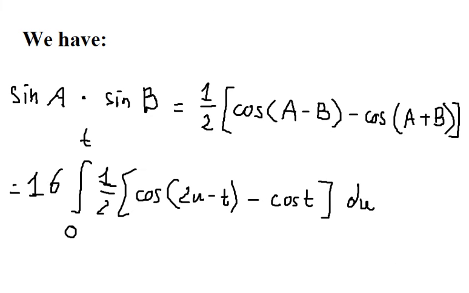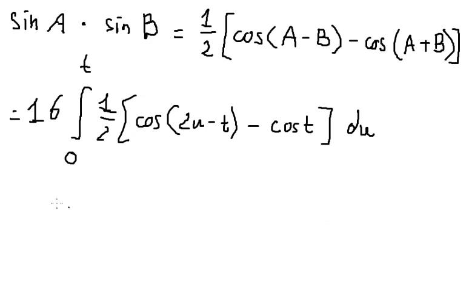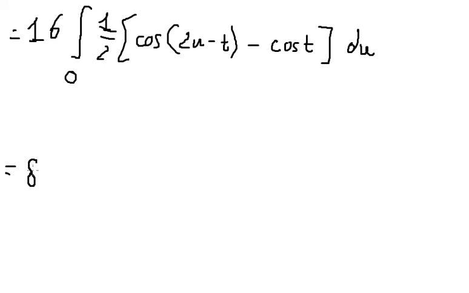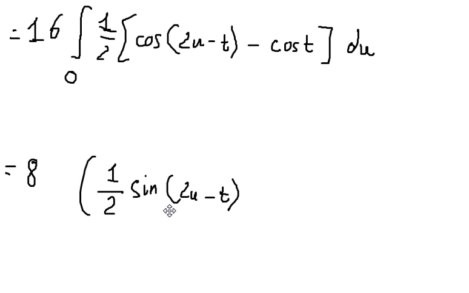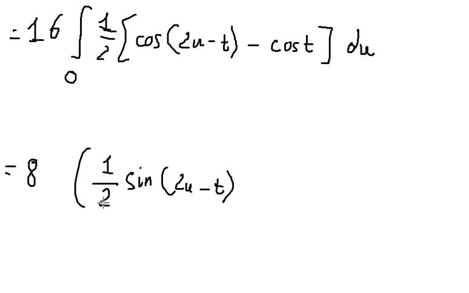So 16 divided by 2, we have 8. And we have the integration from 0 to t. The integration of cosine of 2u minus t gives 1 over 2 sine of 2u minus t. Sorry about that. So this one we have 1 over 2 multiplied by sine of 2u minus t.